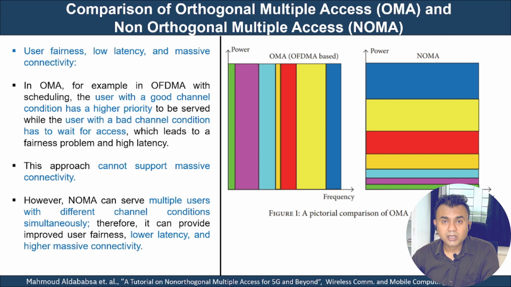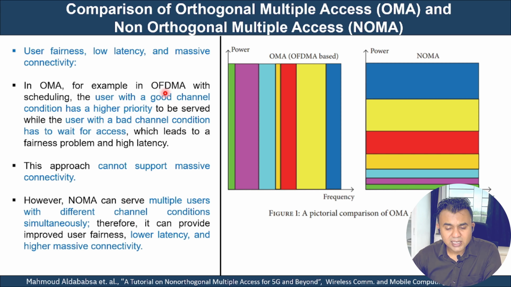Latency is lower, definitely, because all the users are able to access the channels quickly, so they can transmit quickly, and overall latency goes down. Massive connectivity, definitely, because all the frequencies are available for all users, the entire range is available to everyone. So the connectivity is massive.